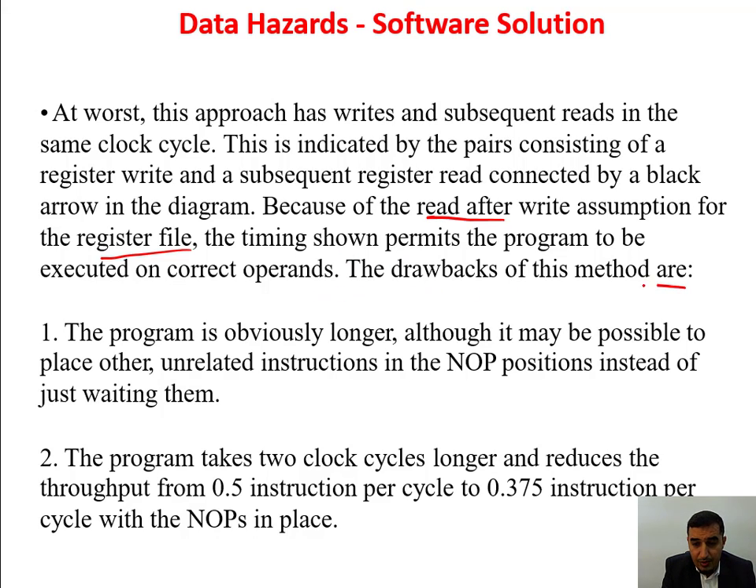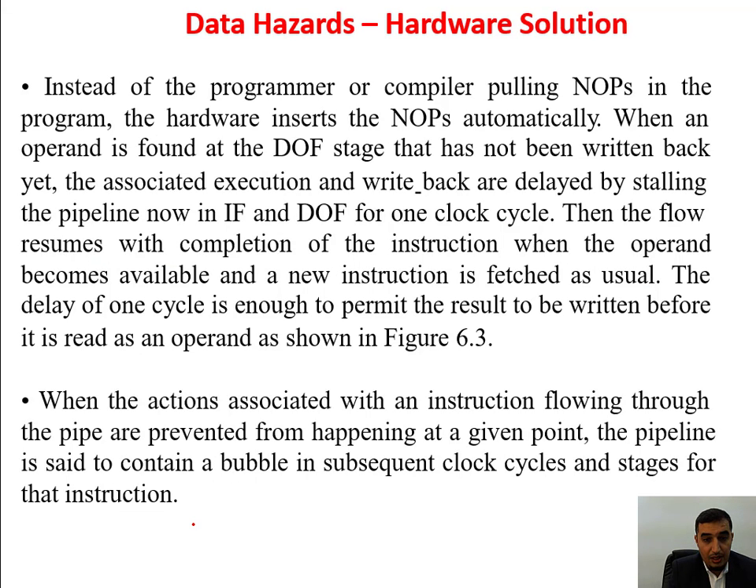The drawbacks of this method are two. First of all, the program is obviously longer, although it may be possible to place other unrelated instructions instead of the NOP instruction. The program takes 2 clock cycles longer and reduces the throughput by 0.5 instructions per cycle by adding these NOP instructions. So we added 2 instructions, which will decrease our throughput.